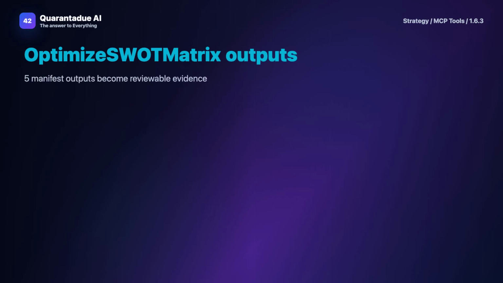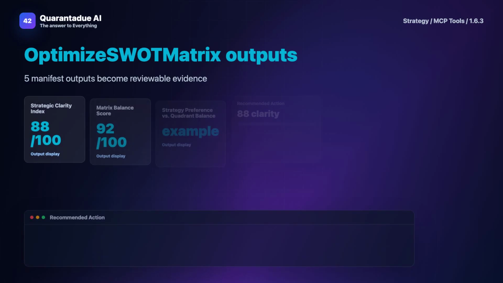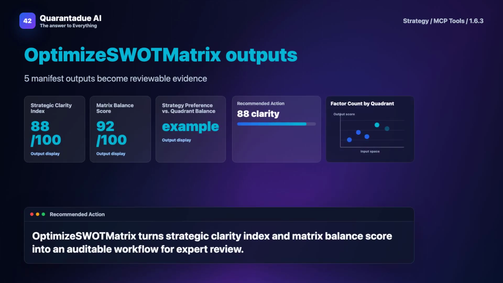Additionally, you can perform scenario modeling. What if a new competitor enters the market? What if regulations change? The software allows you to simulate these scenarios and see how they affect your SWOT matrix, helping you prepare for uncertainty.